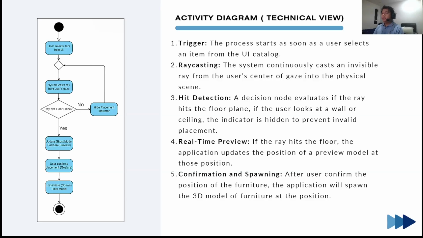Firstly, for the trigger, the process starts as soon as a user selects an item from the UI catalog. And then raycasting. The system continuously casts an invisible ray from the user's center of gaze into the physical scene. And then third, hit detection. A decision node evaluates if the ray hits the floor plane. If the user looks at a wall or a ceiling, the indicator is hidden to prevent invalid placement. Fourth, real-time preview. If the ray hits the floor, the application updates the position of a preview model at that position. And fifth, confirmation and spawning. After the user confirms the position of the furniture, the application will spawn the 3D model of the furniture at that position.